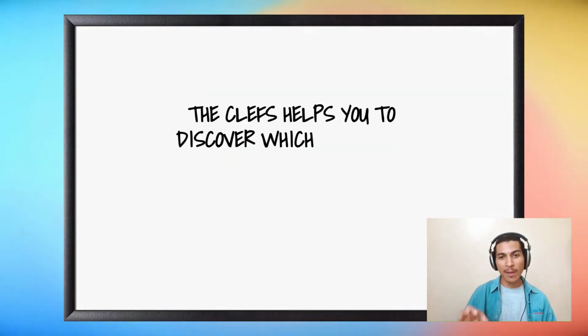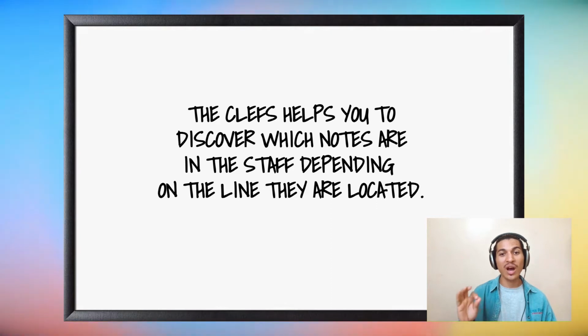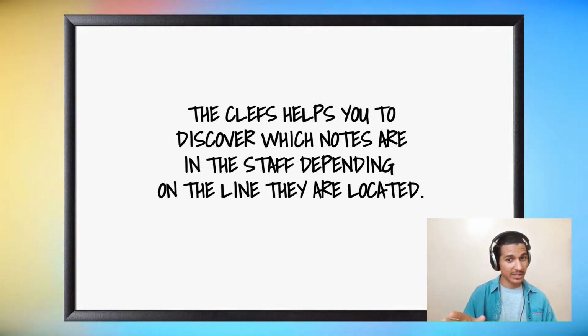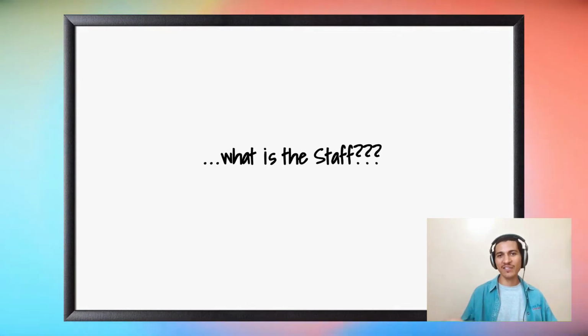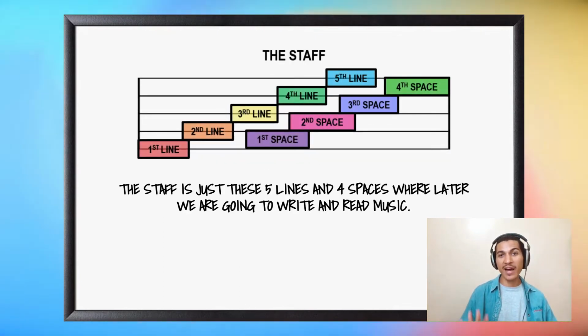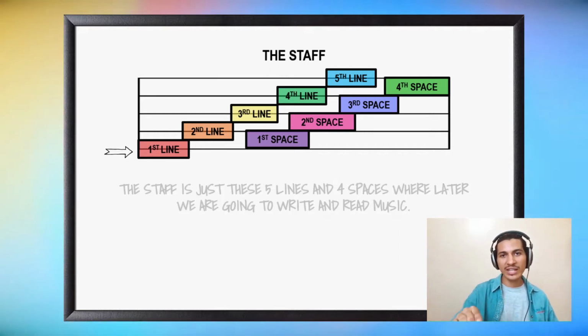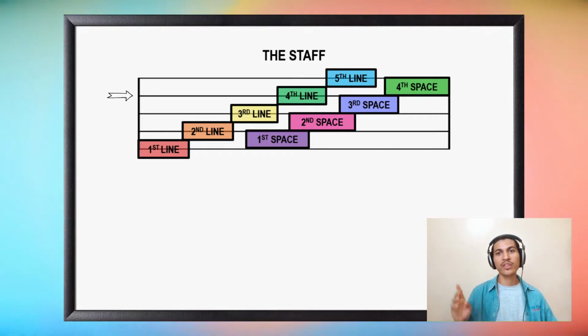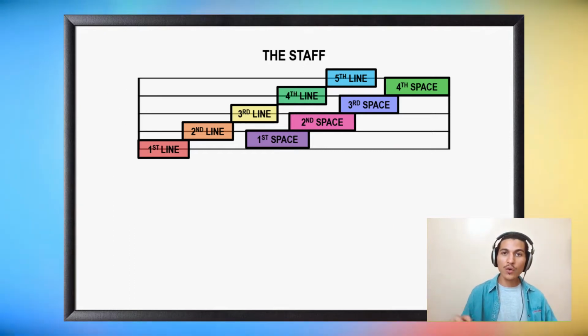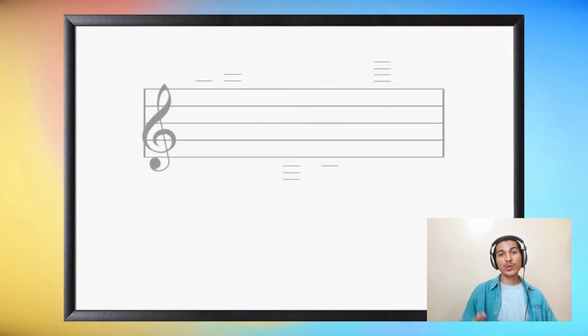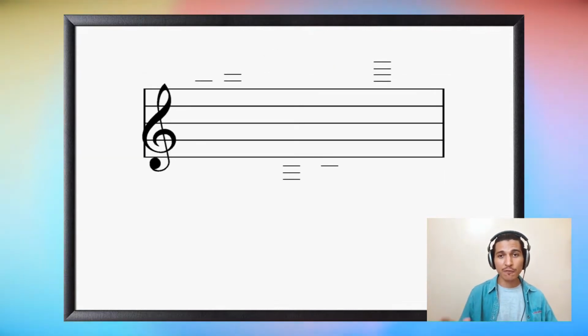So the clefs help you to discover which notes are in the staff depending on the line they are located. But what is the staff? The staff is just these 5 lines and 4 spaces where later we're going to write and read music. So we have the first line, second, third, fourth, and fifth. And also we have the first space, second, third, and fourth. There are also additional lines and spaces for higher or lower notes respectively.